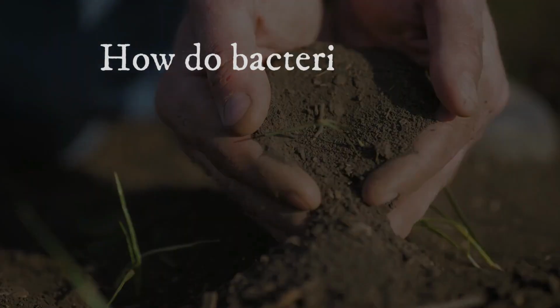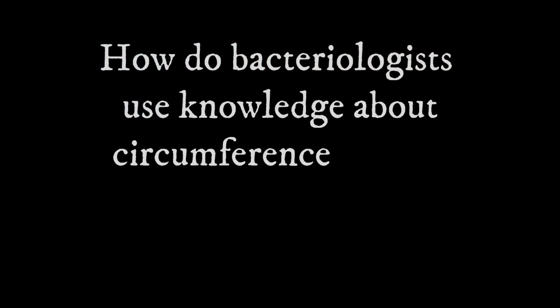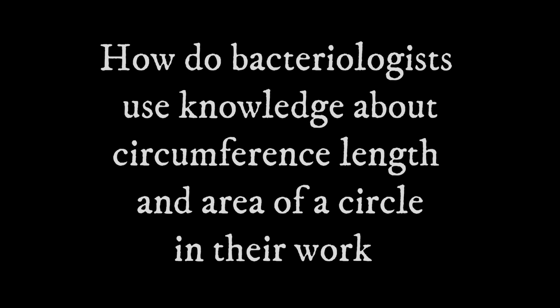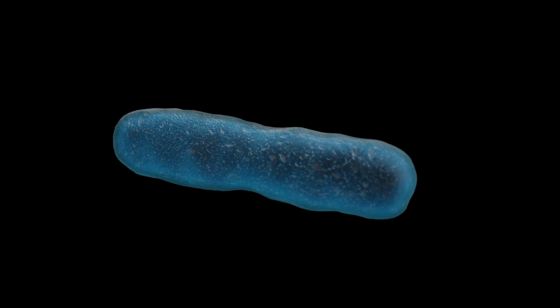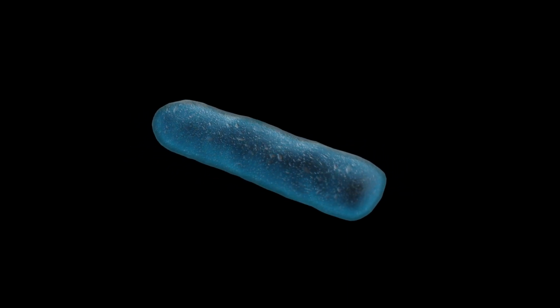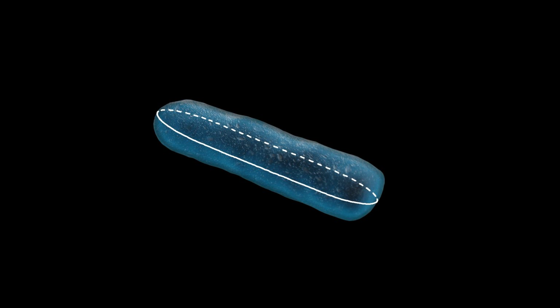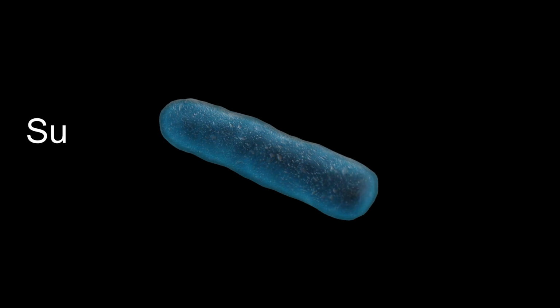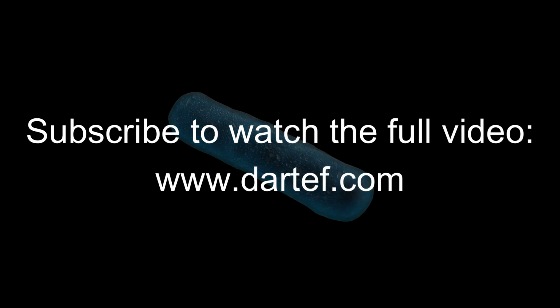Let's see how bacteriology specialists use knowledge about circumference, length and area of a circle in their work. Specialists often must observe and measure the size of bacteria. For example, they need to measure the perimeter, area and volume of the bacteria. There are different techniques for making it. Let's have a look at one of them.